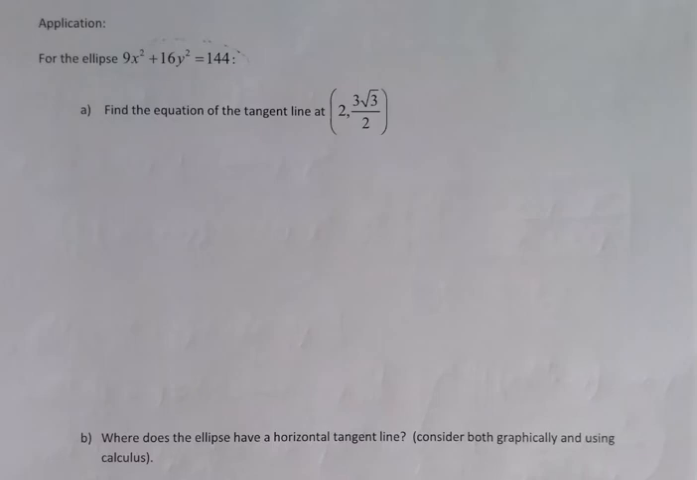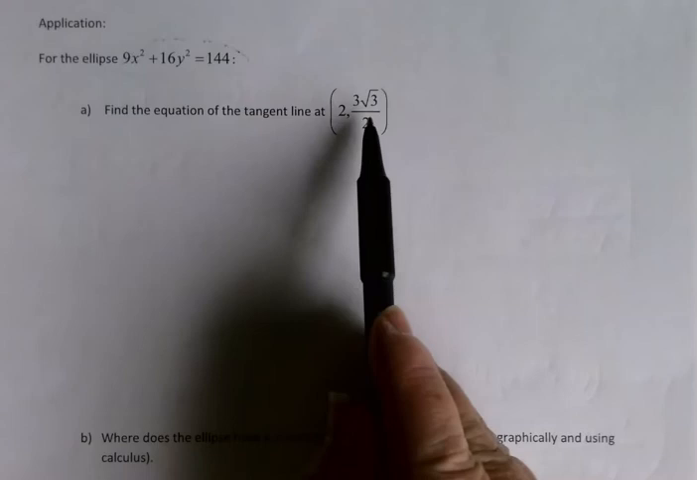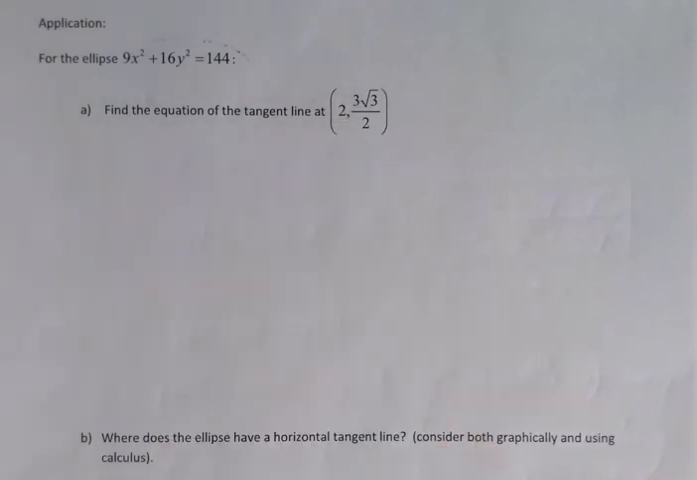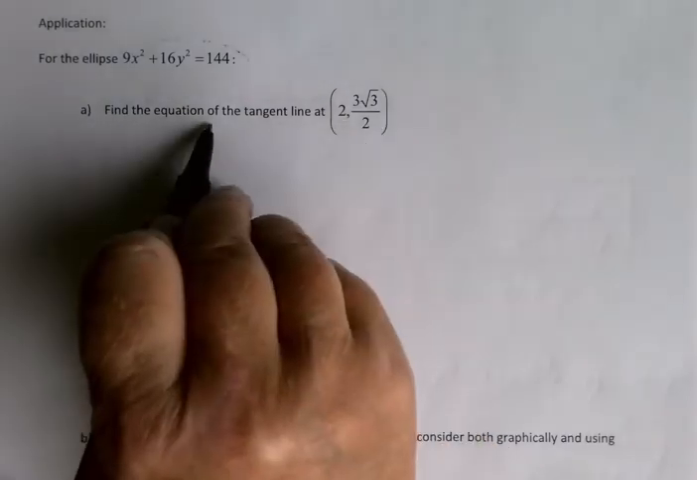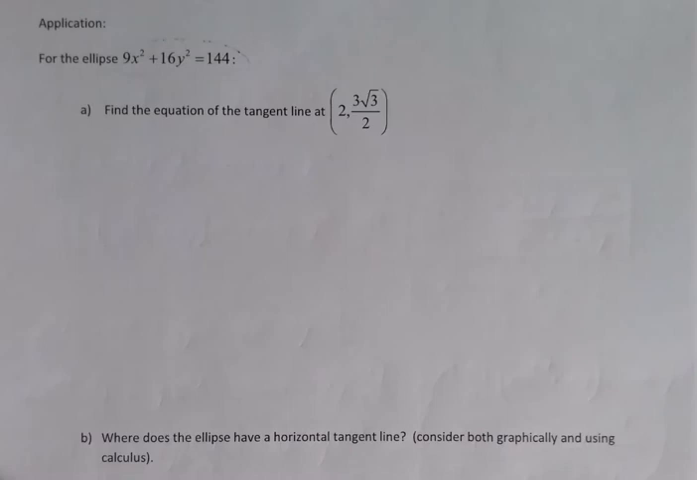And my first goal is to find the equation of the tangent line at the point (2, 3 square root 3 over 2). So, as always, to find the equation of a tangent line, I need a slope and a point. They flat out gave me the whole point this time. I don't have to do any work there. And so I will concentrate on finding the slope.